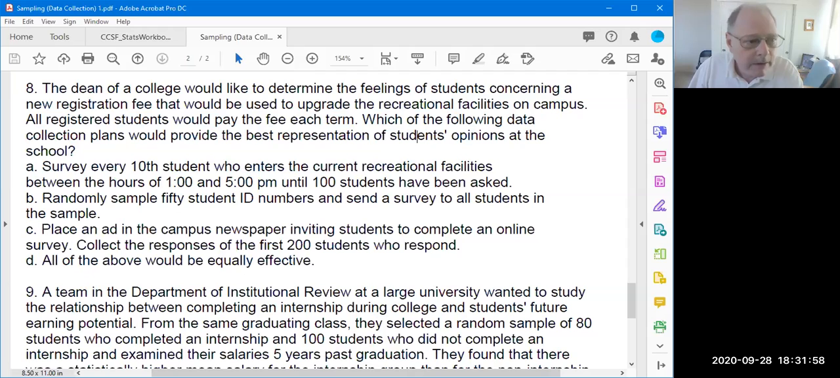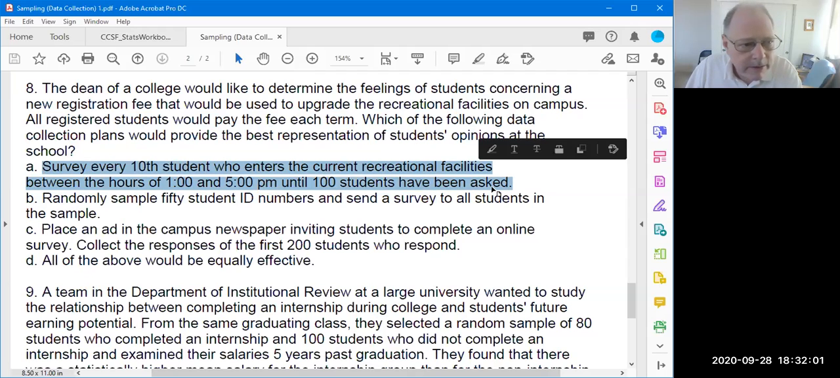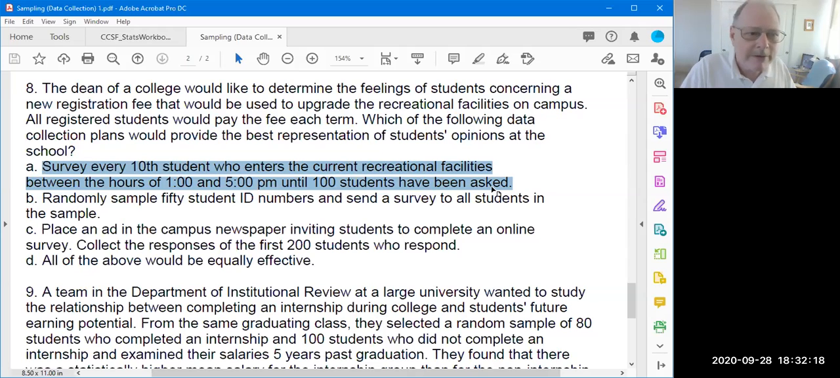Okay. What's wrong with A, where you just survey the students as they enter the recreational facility between 1 to 5? Well, I mean, they use the facility every day. You know, they're more willing than other people to pay the fee, or at least they might be. All those people who never use the facility are completely shut out. You're not going to get their opinion. They might be less willing to pay the fee. So, you know, this one's biased in a way that's just really, really blatant.